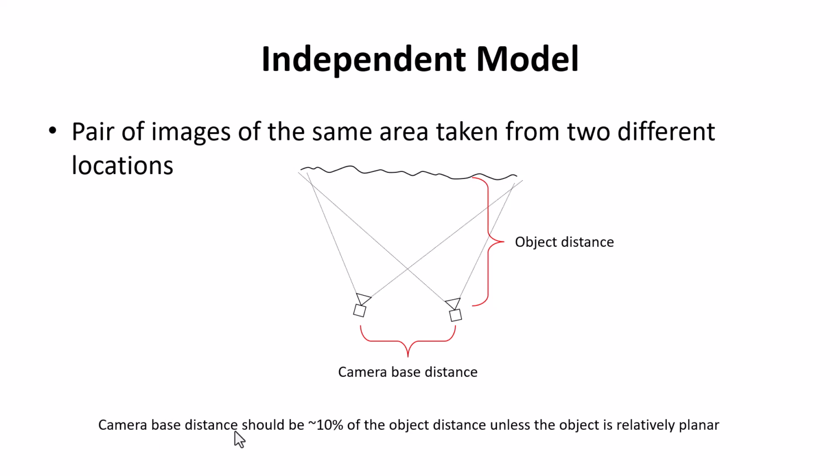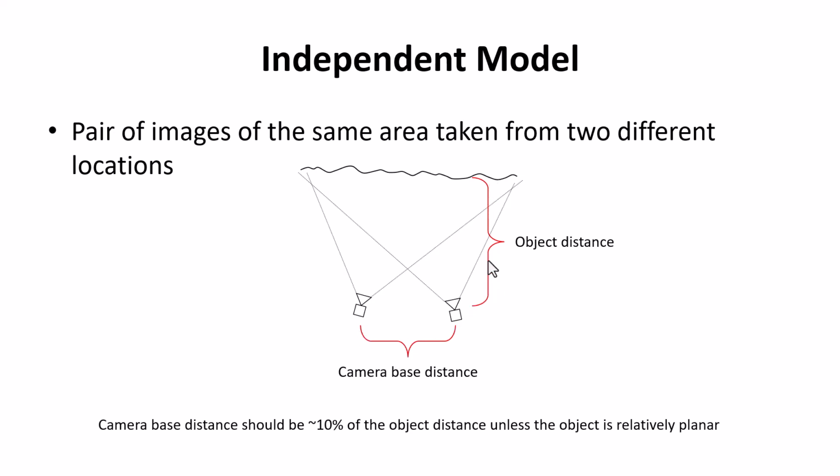The camera base distance should be about 10% of the object distance. If it's let's say a rough rock face with indentations and protrusions, you're going to have that about 10% of the object distance. However, if this is a relatively planar feature, you can take your separation and move it further apart, enhancing your depth accuracy by doing so, and still have great performance out of the software. So it's a little bit of trial and error to figure out what is the appropriate base distance.